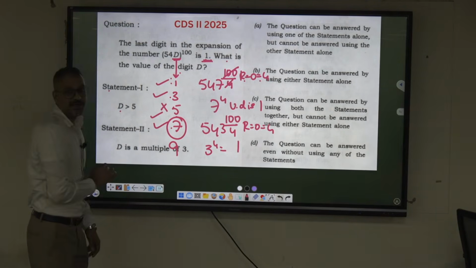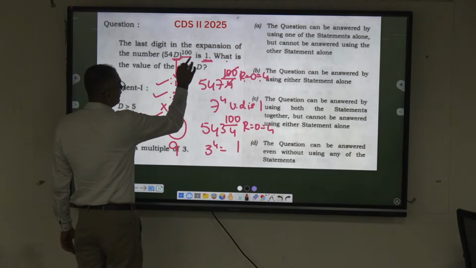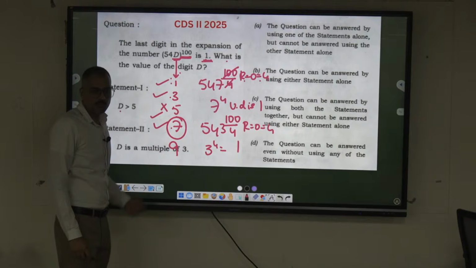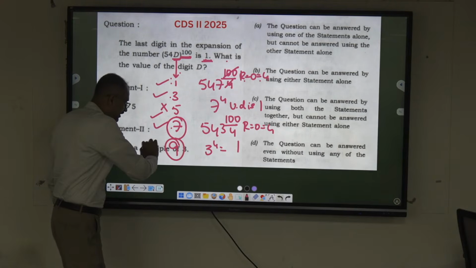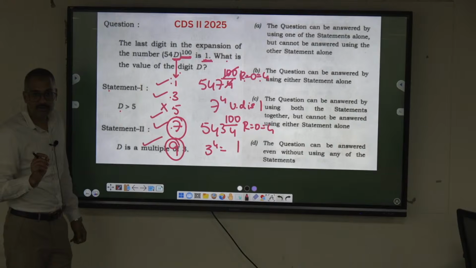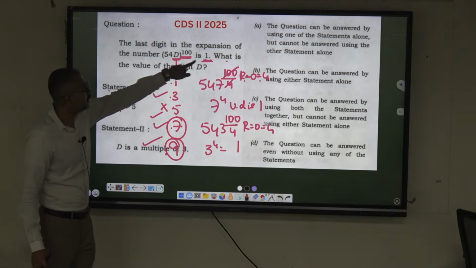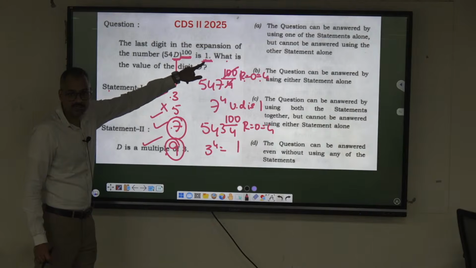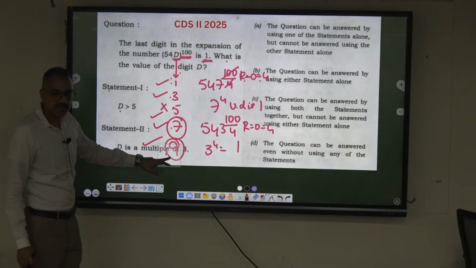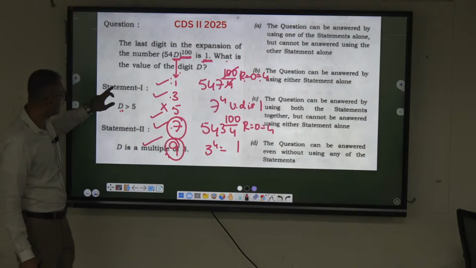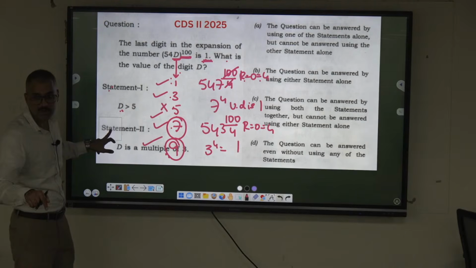9 also possible, right? Because 9 to the power of even, what is the unit digit? 1. So what is your answer? 9. Understood? So at the place of D there should be 9. Then 9 to the power of even is 1 unit digit. Is it a multiple of 3? Yes, greater than 5. Hence, statement 1 and 2 both required.